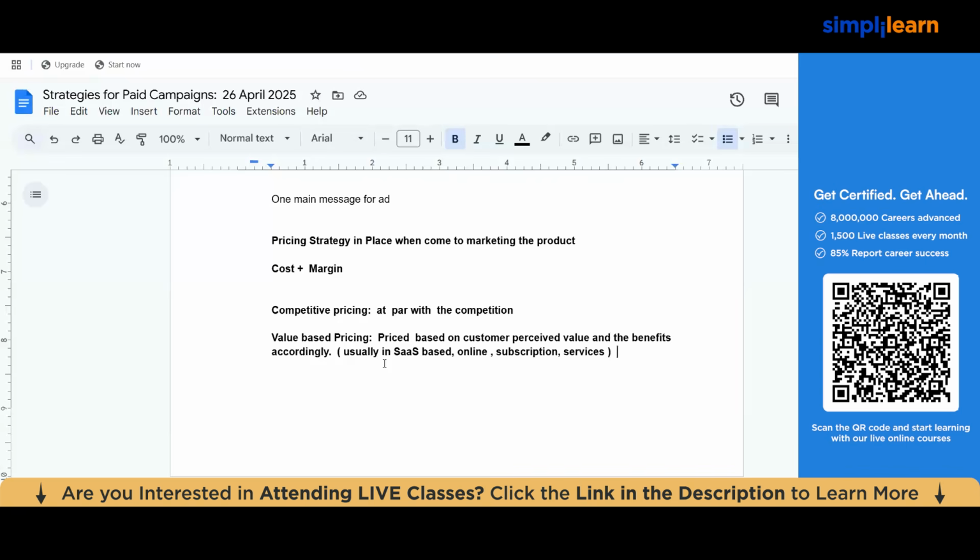Clear about skimming pricing? What does it mean? Prices high. Now you all know what skimming pricing is. But how do we use that? Our job is not to know the pricing part. Our job is how to use that when it comes to marketing. Anyone? How do you utilize that?